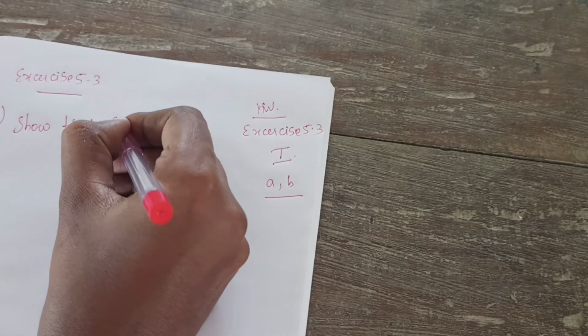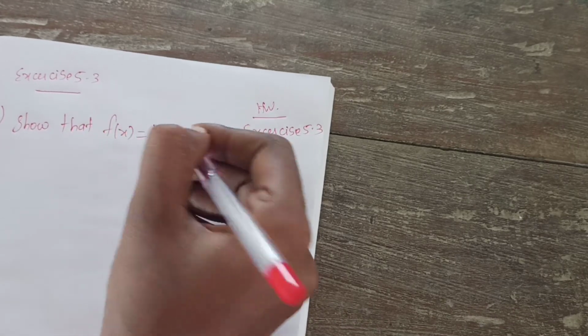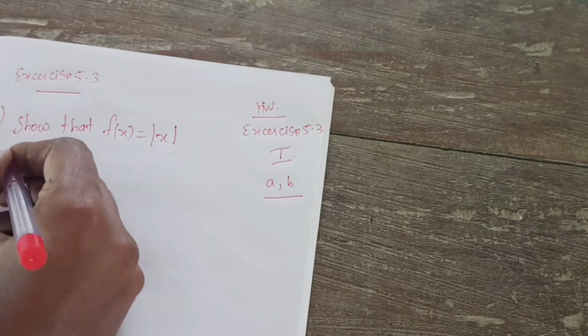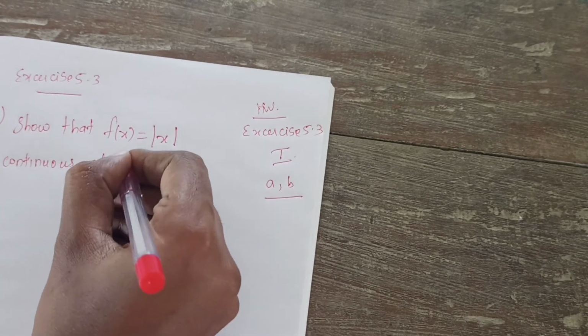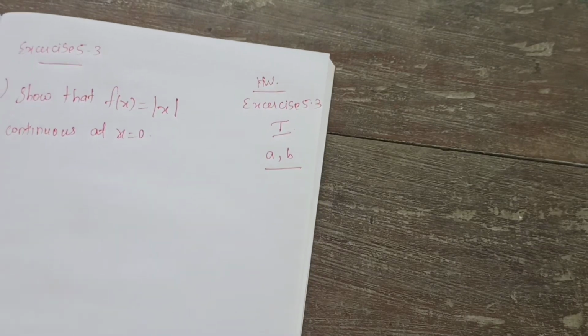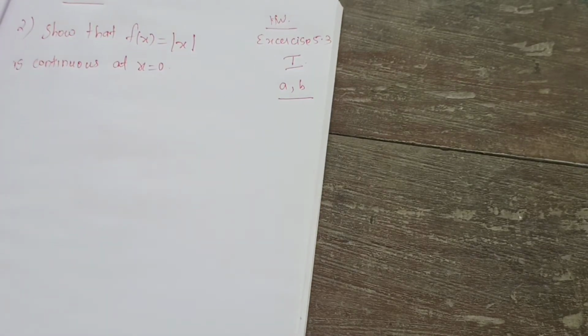Show that f of x is equal to modulus of x is continuous at x equal to 0. Okay, so same as that only, but at x equal to 0 we need to prove. Here modulus is there, so same as that only.